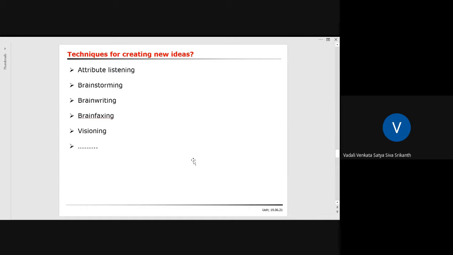Another very well known technique: we simply use the word brainstorming. We say we did a brainstorming session, but we don't know that there are rules and regulations for brainstorming. It is a technique, and it will work only if the rules and regulations are followed. Likewise, there are brain writing, brain faxing, visioning, and many other techniques. Let us take brainstorming, for example, because we keep hearing the word often.